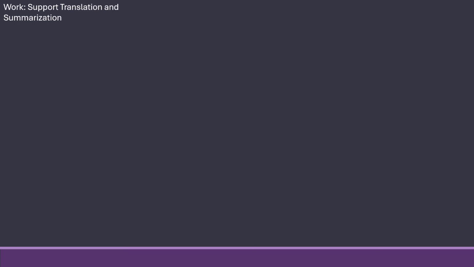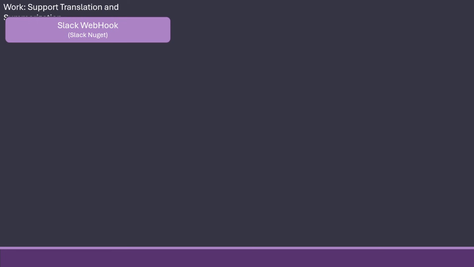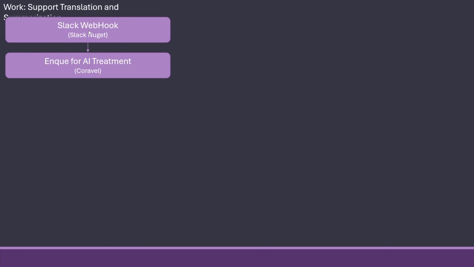Moving on, I've made various things for support and translation summaries. What we have is a Slack webhook that just uses the Slack NuGet package. Whenever that is run, we just enqueue the Slack message, save it in a SQL Server, and store it, and then do some AI treatment so the Slack webhook doesn't time out. We're using something called Coravel for that. It's just a NuGet package.